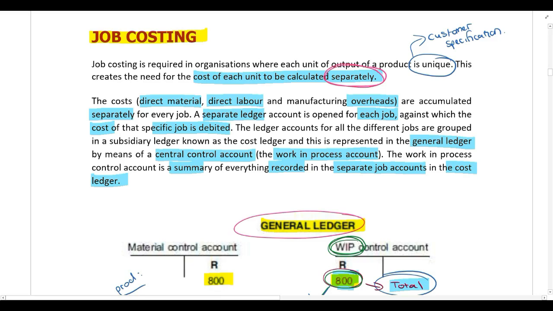All you need to know with job costing is we are dealing with a company that makes unique products, different products according to customer specification. Because all of the products are so different, we cost each job separately.